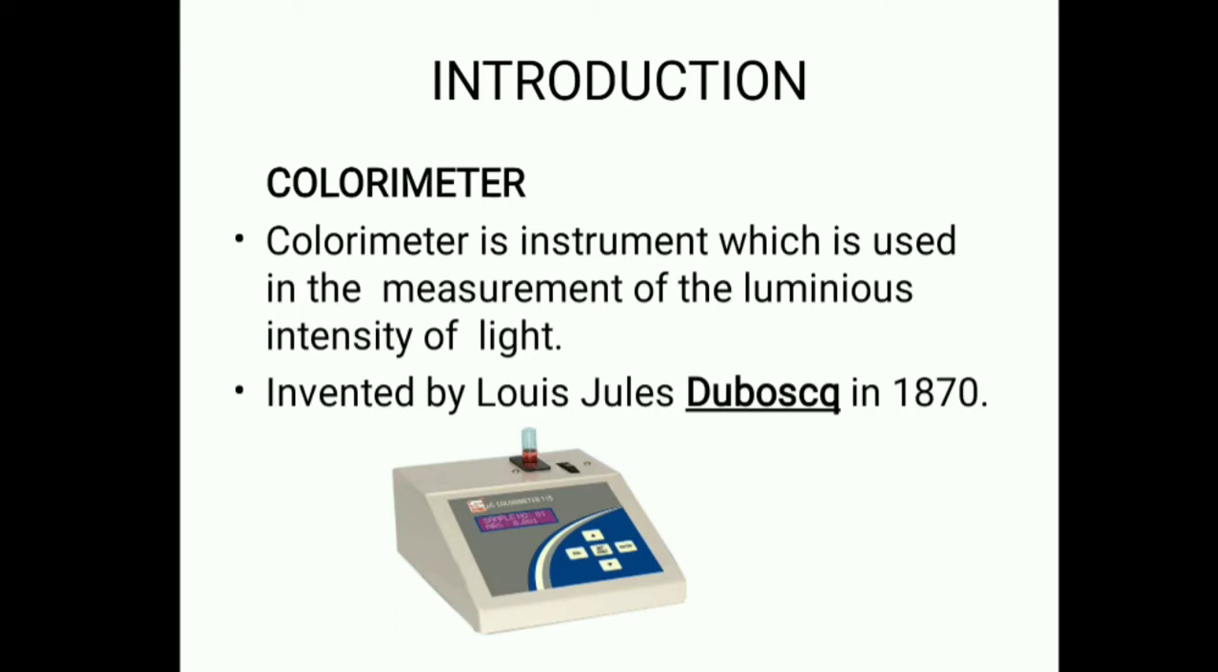So the colorimeter is an instrument which is used in the measurement of the intensity of light. So what happens? In a colorimeter, first of all the sample must be a colored solution, and then the colorimeter will measure the intensity of the light absorbed by the sample, that is the absorbance.